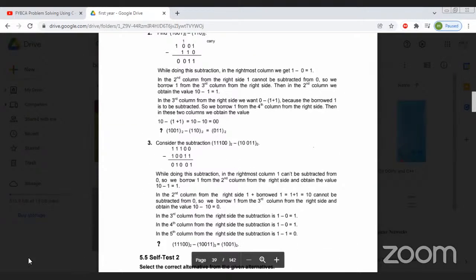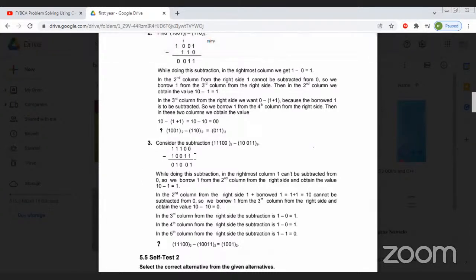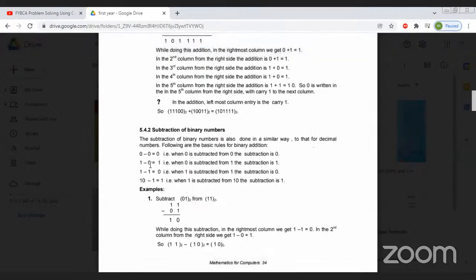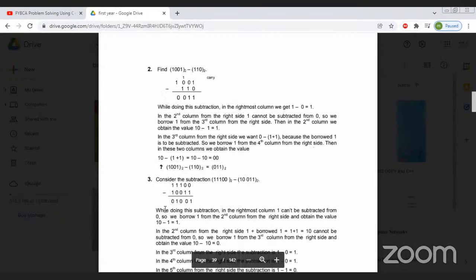Let's see this one. This one looks a little bit complicated, but let's see. Now you have 0 minus 1. What do we know? 1 minus 0 is 1, but 0 minus 1 is not possible directly. Let's see over here. We don't have any such kind of thing, right? So what do we do now? What will we do for this sum? Should we borrow or not?